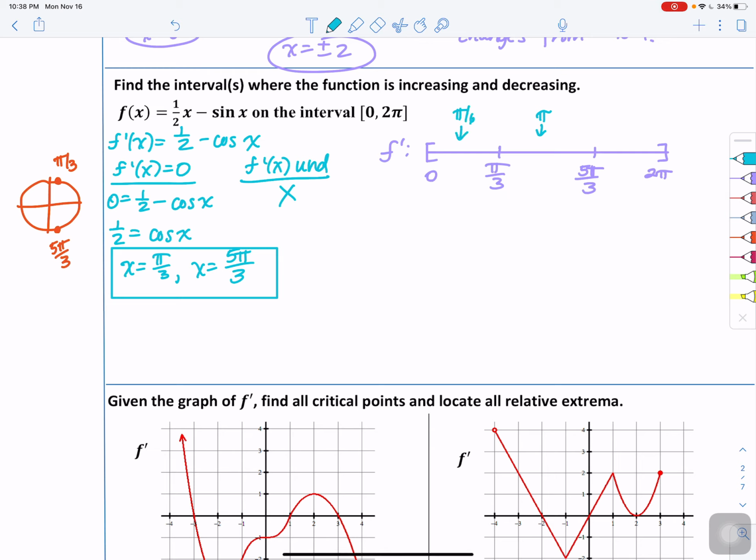And how about between 5 pi over 3 and 2 pi? We're almost to 12 pi over 6. So we'll use 11 pi over 6 right in here, okay? So those are our test values. So this is kind of a big deal. I'm going to write f prime of x kind of big down here.